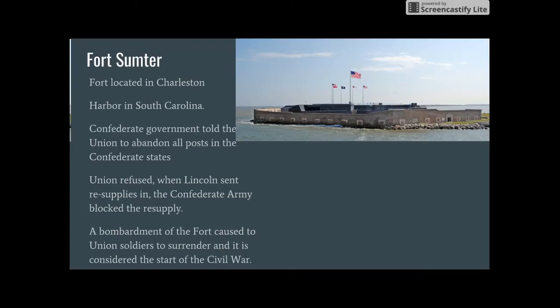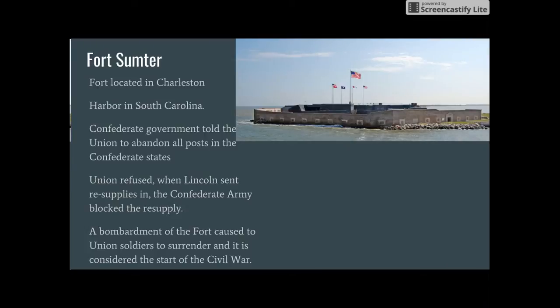So Fort Sumter. The fort is located in Charleston Harbor down in South Carolina. And this was really kind of the place of the first shots of the Civil War. All right, you can see a picture up here in the upper right-hand corner. That's what Fort Sumter looks like now. And what transpired is that it was a Union military base in the middle of Charleston Harbor.